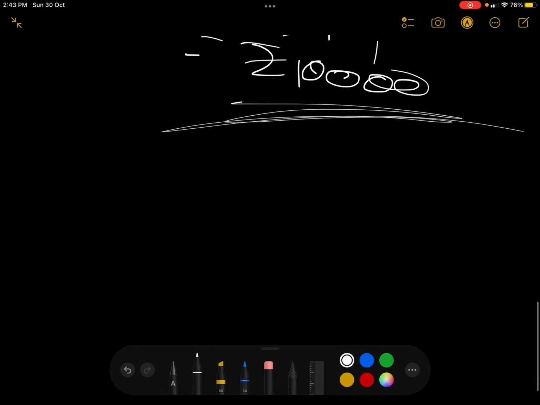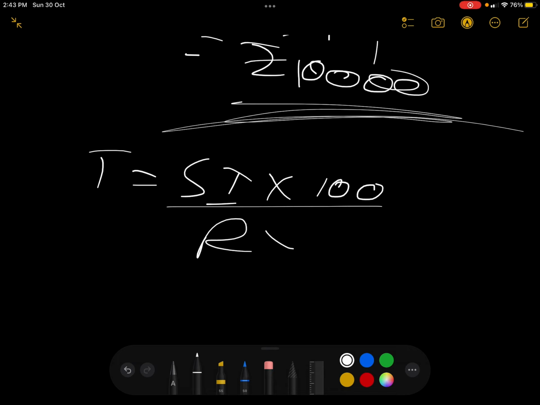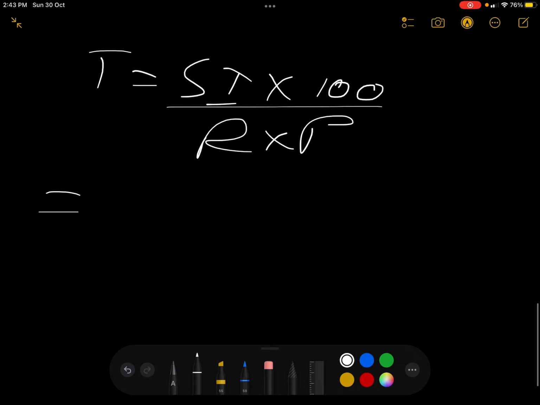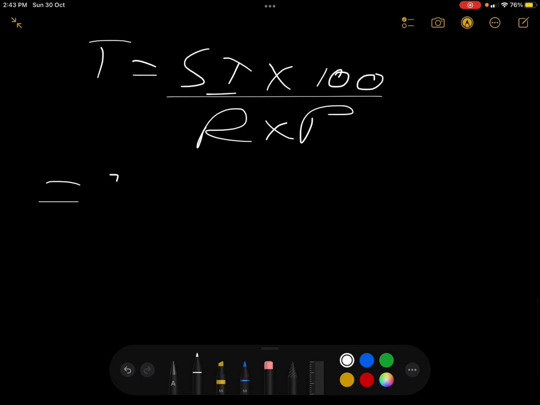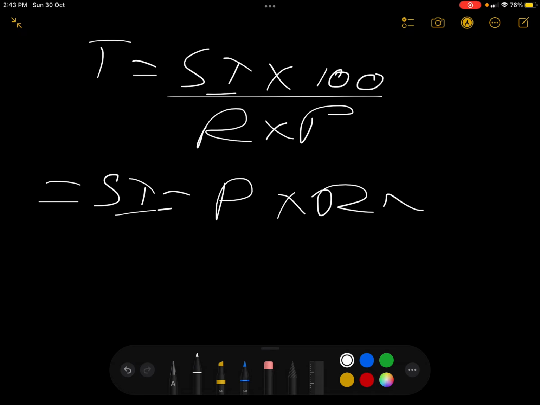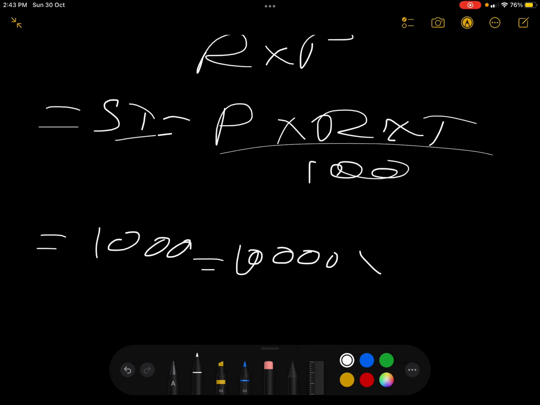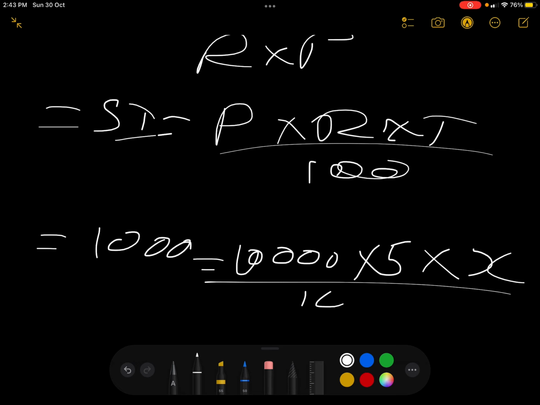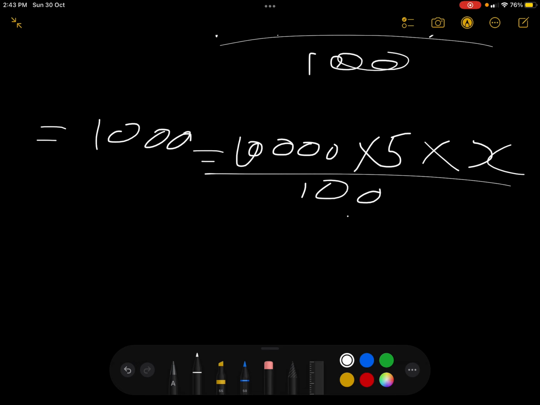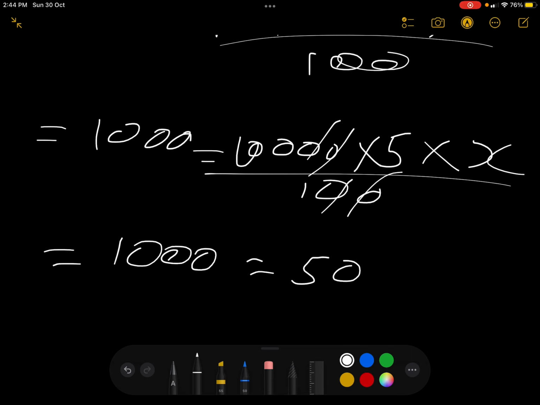Now let's say that we want to calculate the time. The time is SI into 100 upon R into P. Now what we'll be doing is, let the time be X. In the formula, SI is equal to P into R into T upon 100, so 1,000 is equal to 10,000 into 5 into X upon 100. Cutting these two zeros, it becomes 1,000 is equal to 500x.